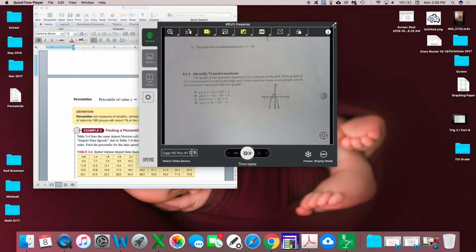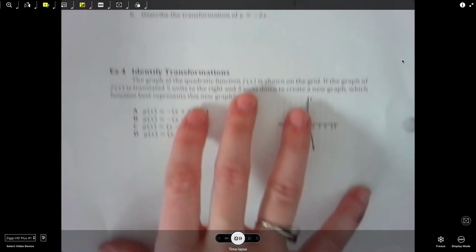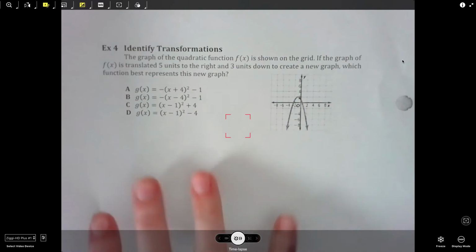Section 2.6. We skipped section 2.5. Did you guys know that? Okay, we're skipping 2.5, so we're going straight to 2.6, identify transformations.